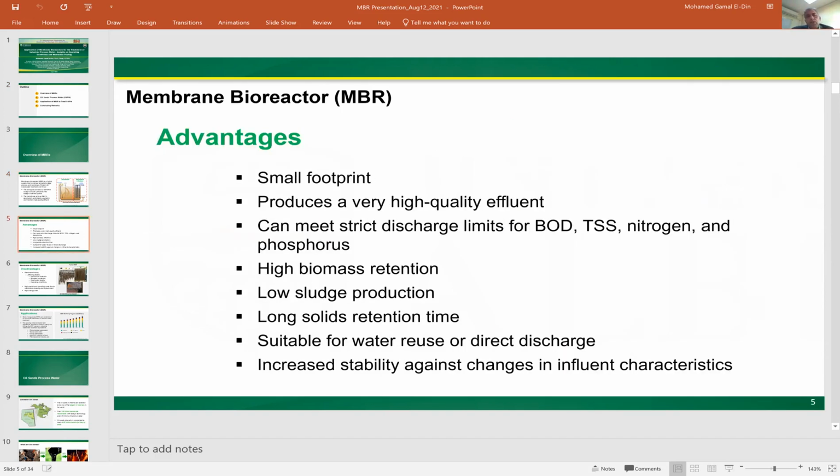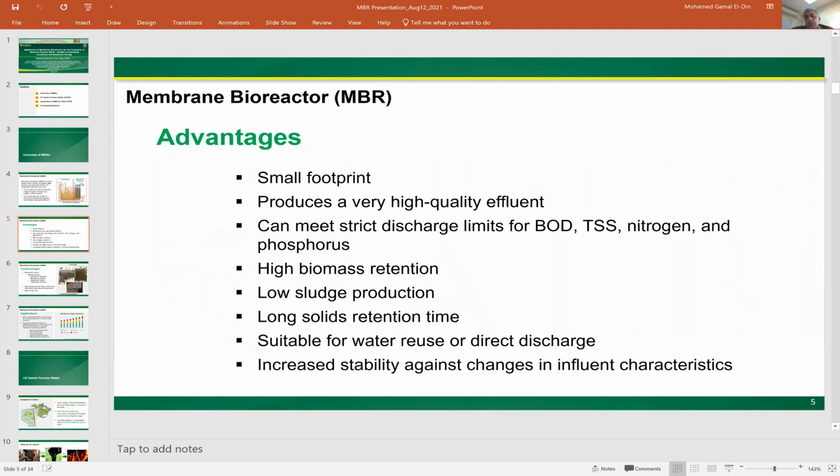Regarding the advantages of the membrane bioreactor systems, as I just mentioned, they have small footprint or size. They can produce a very high quality effluent or treated wastewater. Can meet strict discharge limits if you want to discharge the treated effluent, when it comes to the BOD or biochemical oxygen demand, total suspended solids, nitrogen, phosphorus, among many other constituents.